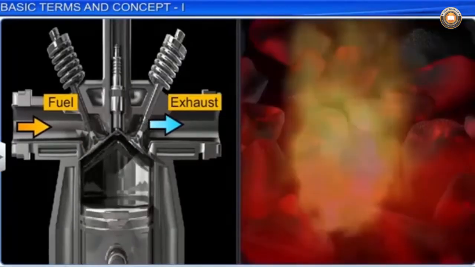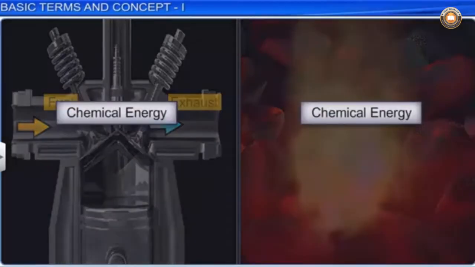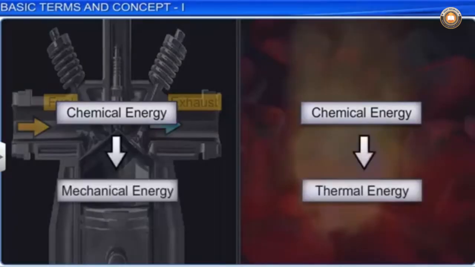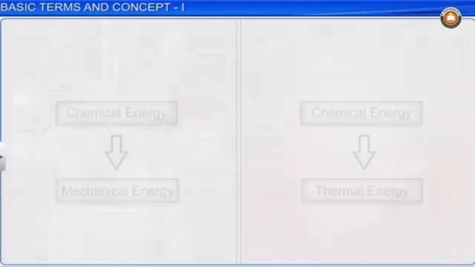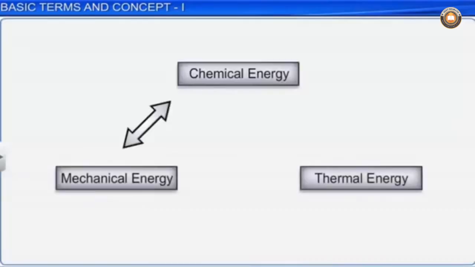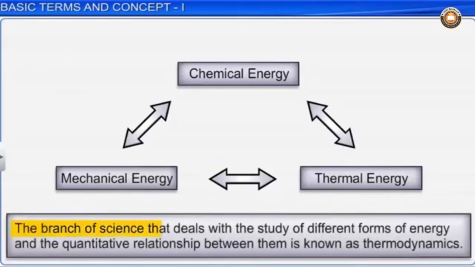In both the examples, chemical energy, that is the energy stored in the bonds of atoms and molecules, is converted to other forms of energy. Thus, various forms of energy are interrelated, and under certain conditions, these may be transformed from one form to another. The branch of science that deals with the study of different forms of energy and the quantitative relationship between them is known as thermodynamics.